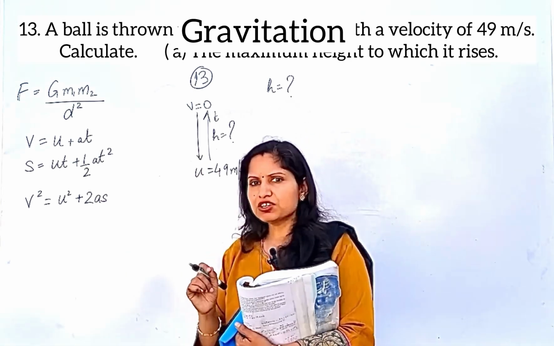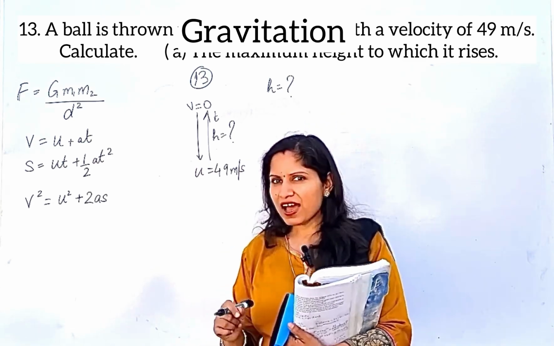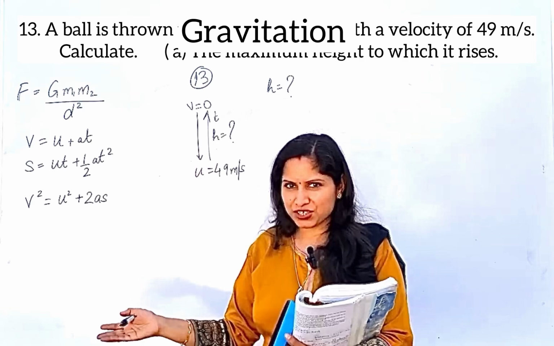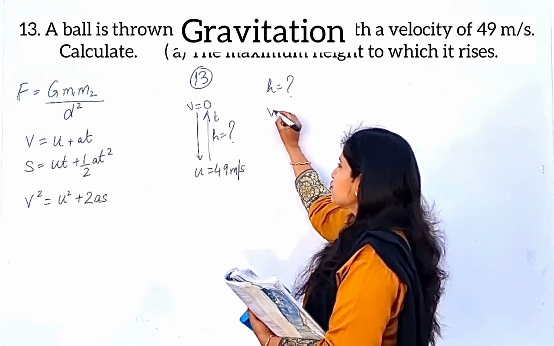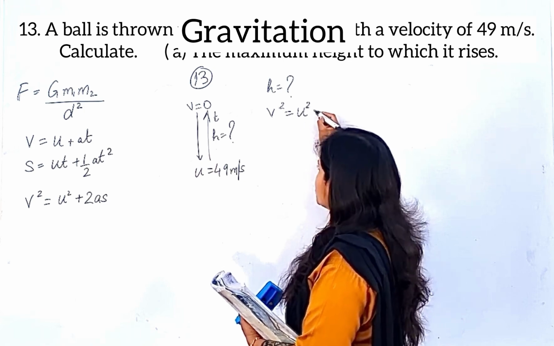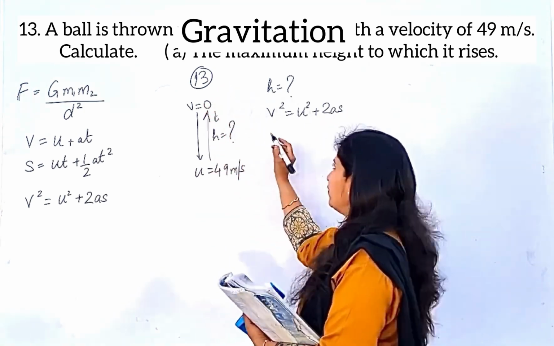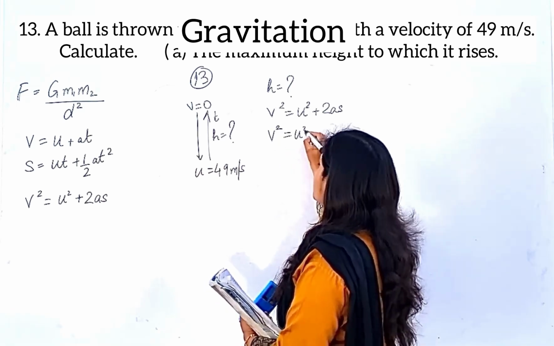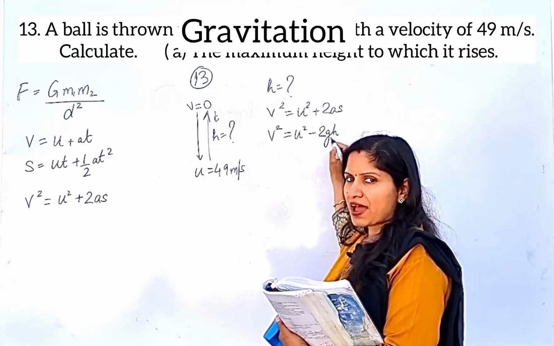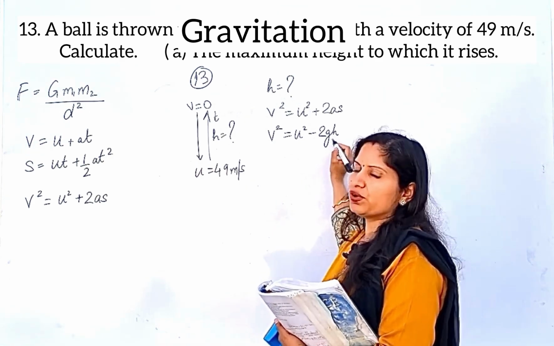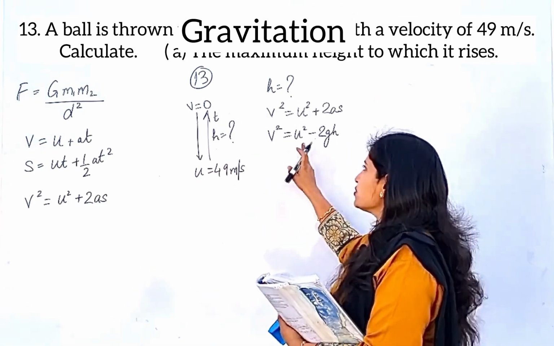Remember one trick. Whenever time is not there, use the third equation. Whenever you don't have time, meaning whenever time is not given in the question, use the third equation of motion. So the third equation of motion says v squared equals u squared plus 2as. Now, since the object is going against gravity, we will be using v squared equals u squared minus 2gh. Why minus? Because acceleration due to gravity will be negative, since its velocity is continuously decreasing as it's going against gravity. Fine? So it's taken as negative.